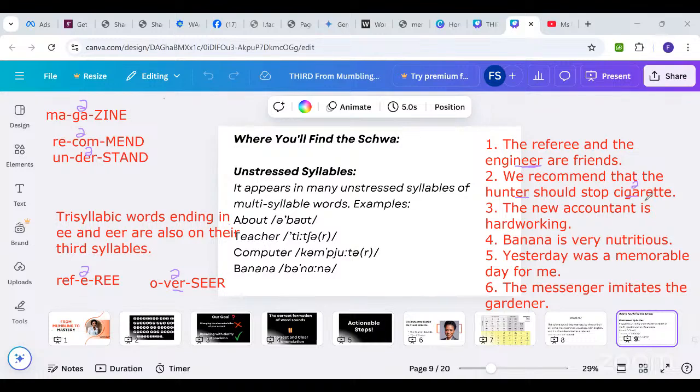So where is the schwa in the hunter? Is it the tail part, the E and the R? We recommend. Madam Mary, please take the third sentence. I should take it again. Third sentence. Okay. The new accountant is hard working.